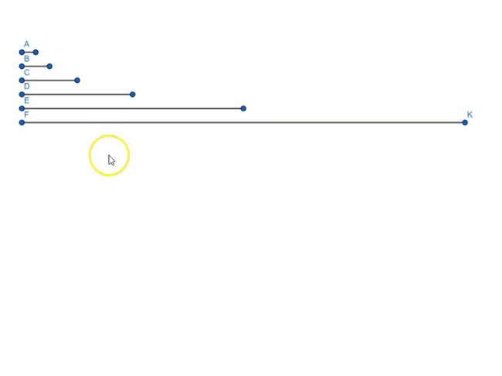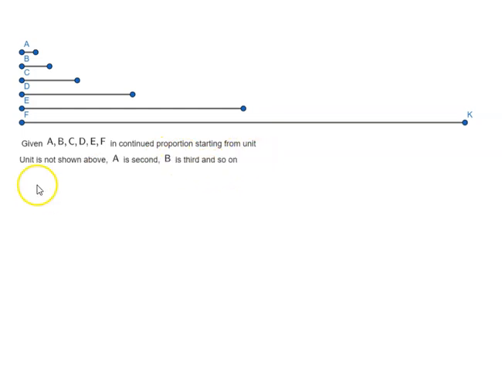The fourth is cubic, as are all those which leave out 2. And the seventh is at once cubic and square, and also those which leave out 5. Quite a mouthful of a proposition. We are given A, B, C, D, E, F in continued proportion starting from unit. Unit is not shown here.